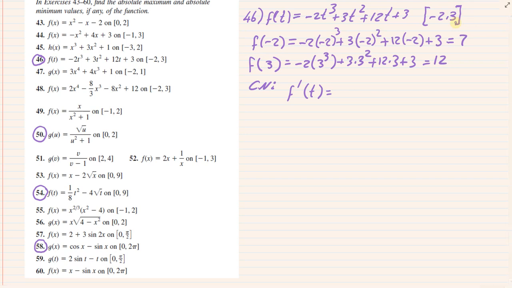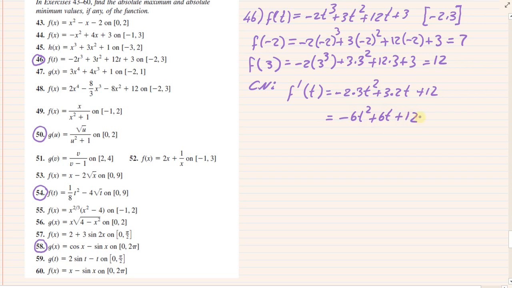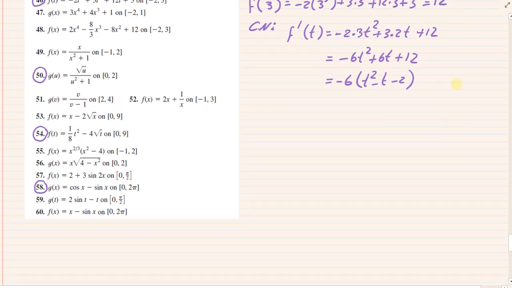So let's do f prime. F prime is going to be negative 2 times 3t squared plus 3 times 2t plus 12. That's going to make us negative 6t squared plus 6t plus 12, right? And we can factor a negative 6 from this, and that's going to make it t squared minus t minus 2, right? So we have our polynomial.